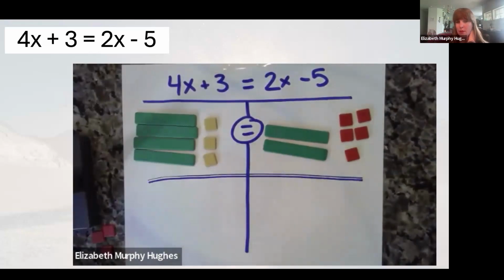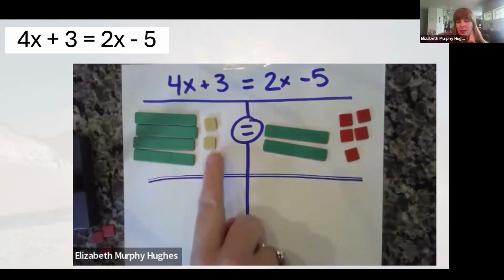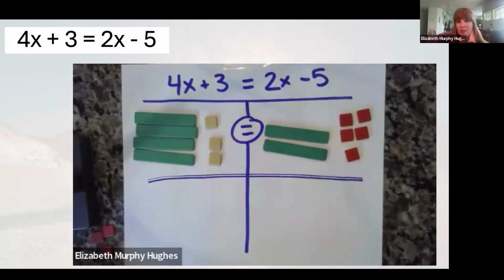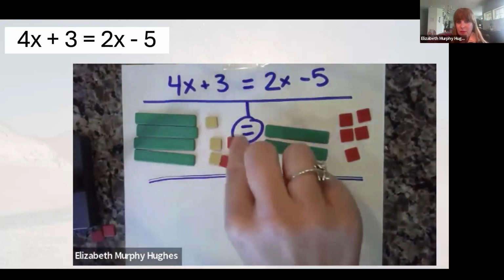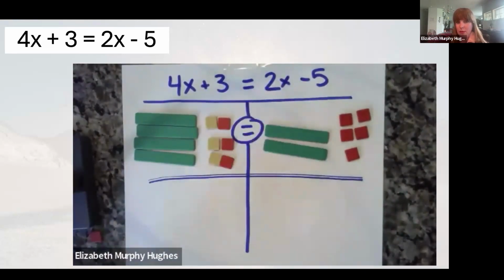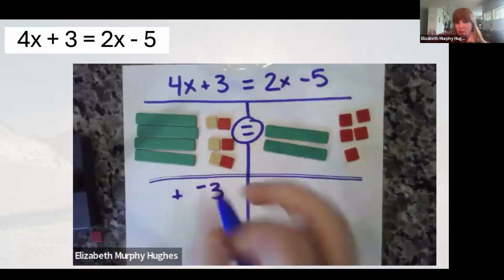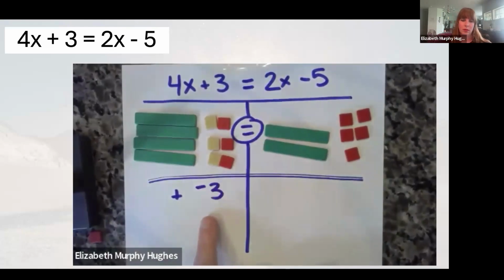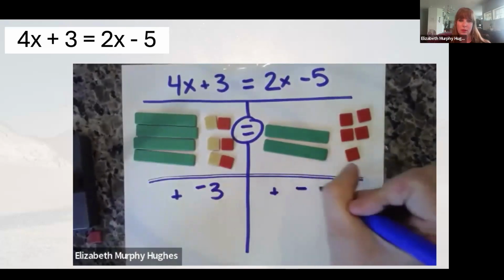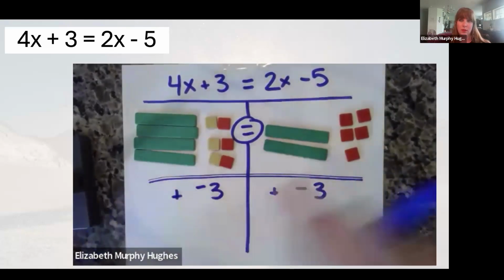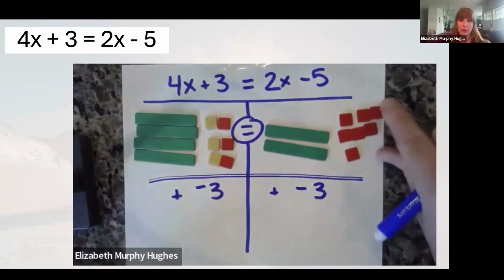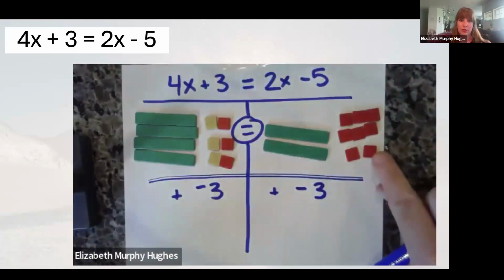So the first thing I'm going to do is I want to move all my constants onto one side. So how do I get these constants onto that side? Well, I have positive 3. So I'm going to subtract 3, or in this case, add negative 3, or 3 negative units. Okay? But I want to balance my equation. So I need to add 3 negative units to this side as well. Okay? So it remains balanced.